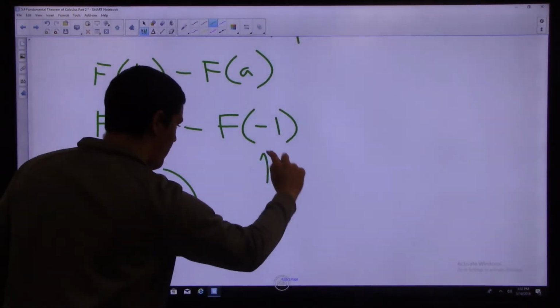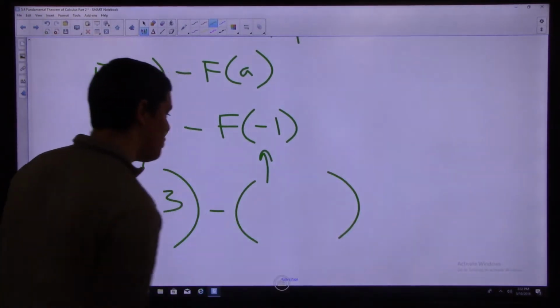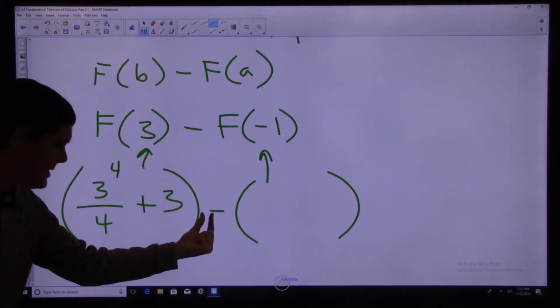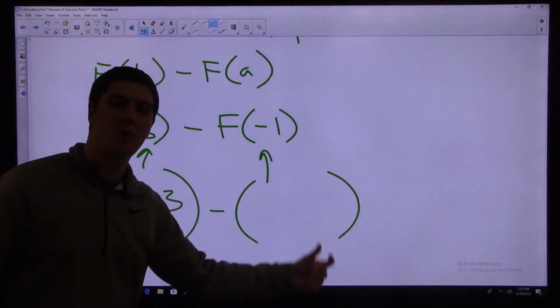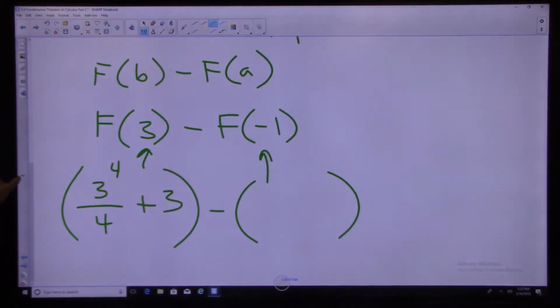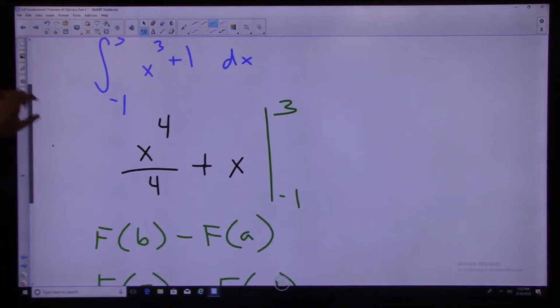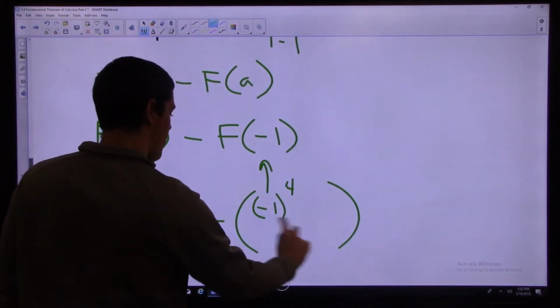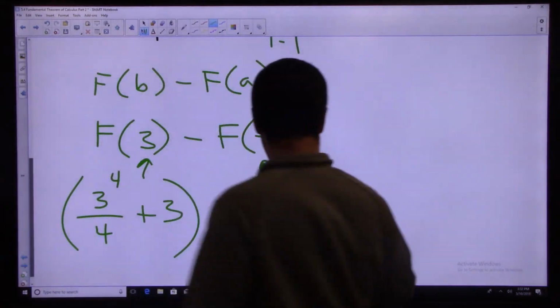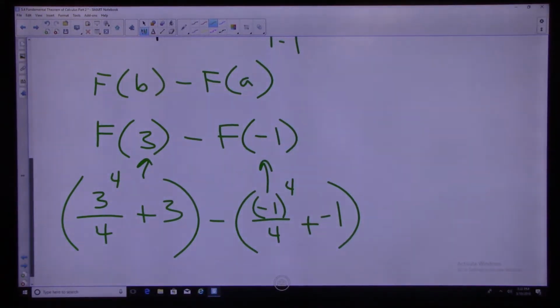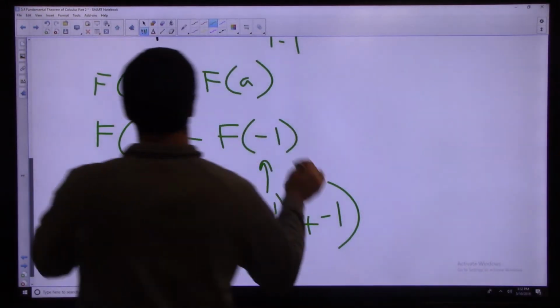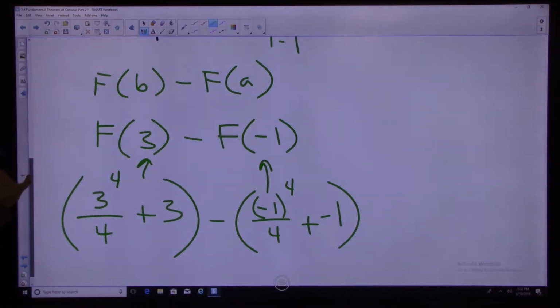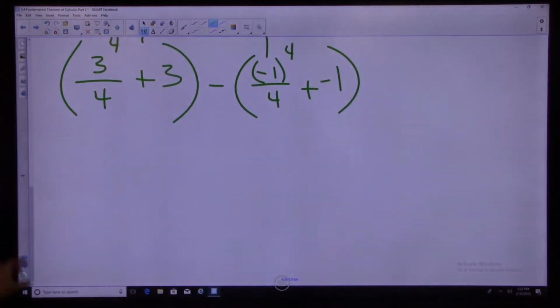F of -1, we still have to put this minus here. This is what throws a lot of people off, guys. That is a minus. Put whatever you have over here in parentheses. A lot of people don't do that, and that'll mess your answer up. So let's plug in a -1. It's going to be -1 to the 4th over 4 plus -1. So I'm doing the same thing. I'm plugging both of those back into the antiderivative, and watch what's going to happen here.